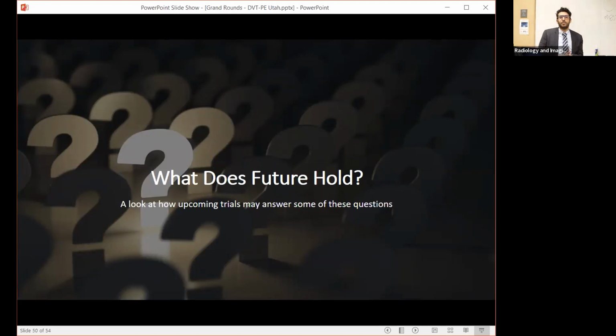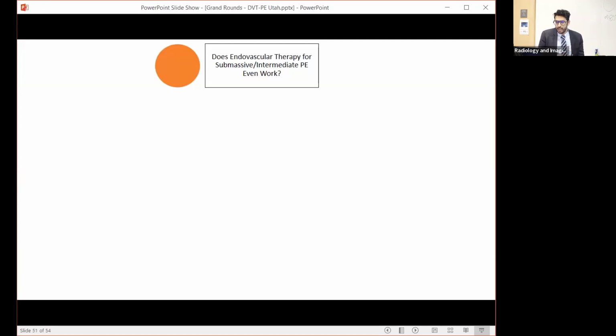But like I said, this is an exciting time for people who are interested in this space, because there are a lot of trials that will hopefully answer this question. If you break this down, this is my weird flow chart here. The first question you have to ask yourself is, does endovascular therapy for intermediate risk PE even work? Before we even start talking about mechanical thrombectomy versus lysis, does the actual procedure itself work? And we have a few studies that will answer this.